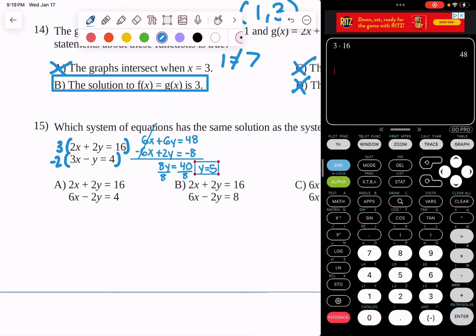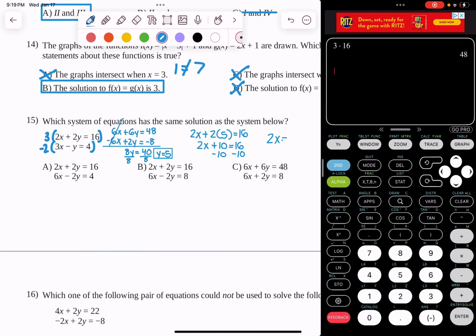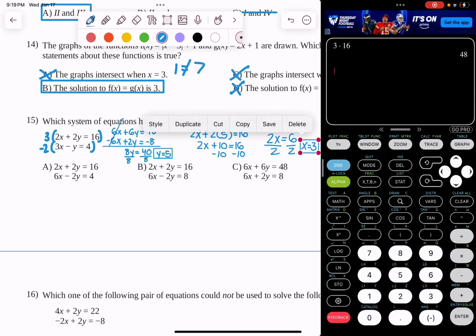And now let's see what x is. Let's look at our first equation. 2x plus 2, my y is 5, equals 16. That gives me 2x plus 10 equals 16. Let's subtract the 10, and I'll get 2x equals 6. I'm going to divide by 2, and I get x equals 3. Perfect. So I know that the solution to this one is x equals 3 and y equals 5. So I'm going to see which equation this works for. Let's look at A. A says 2. I'm going to make my x 3.